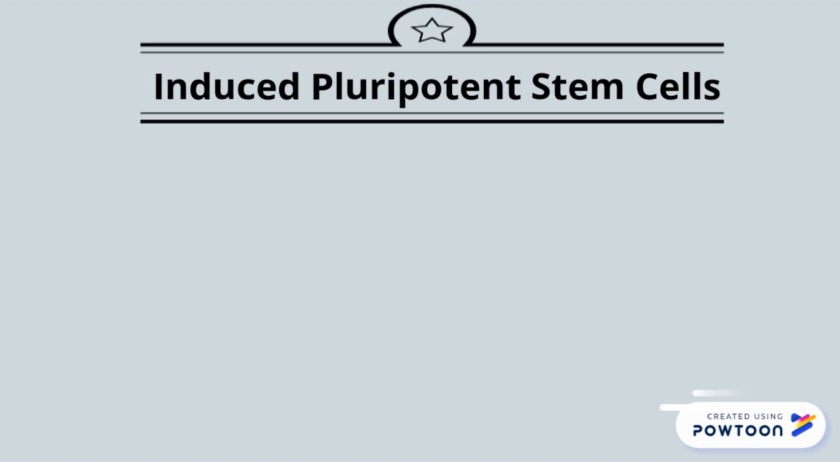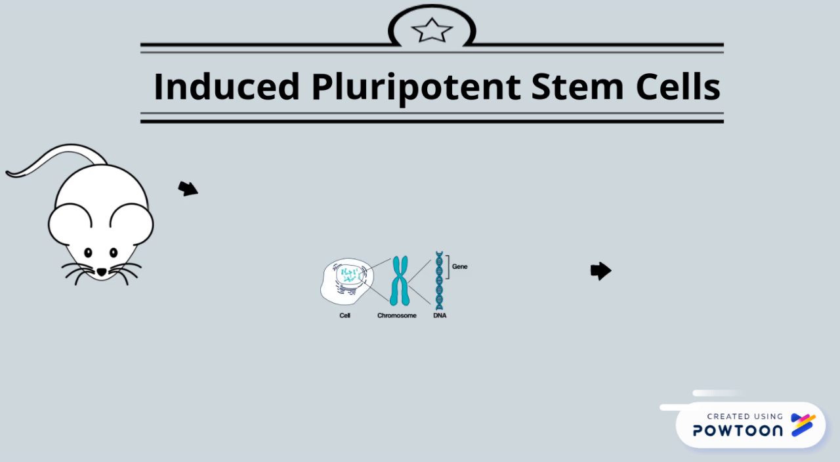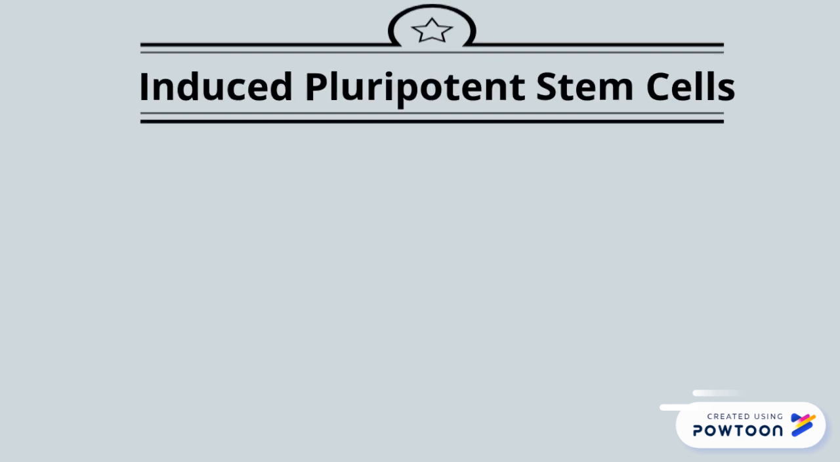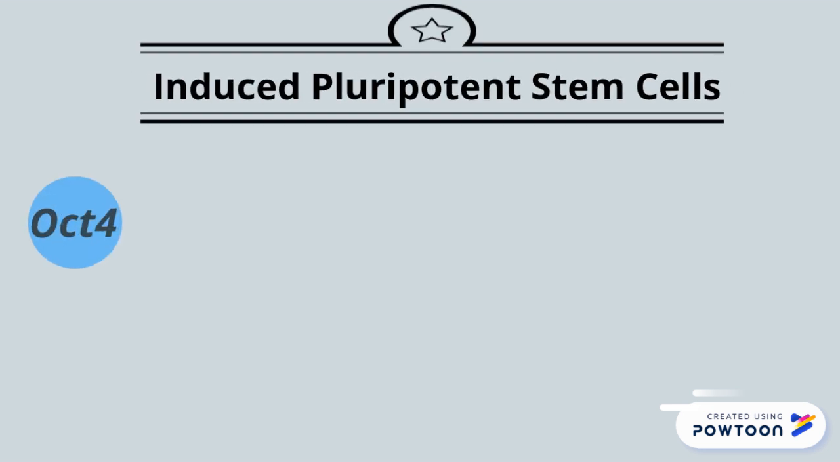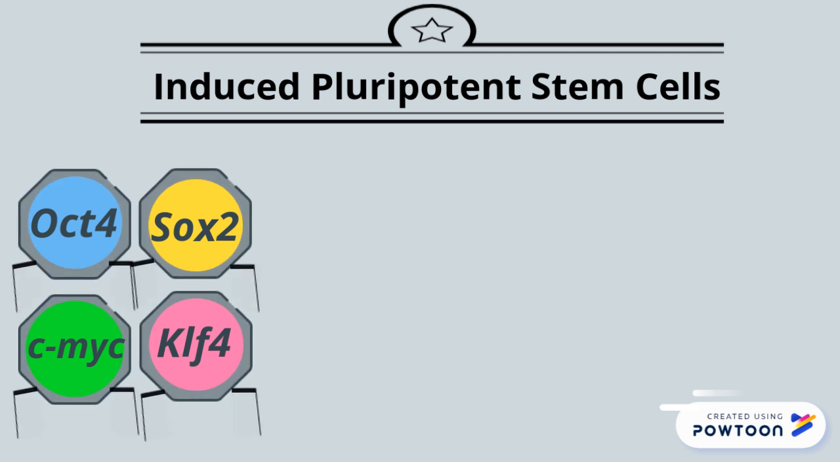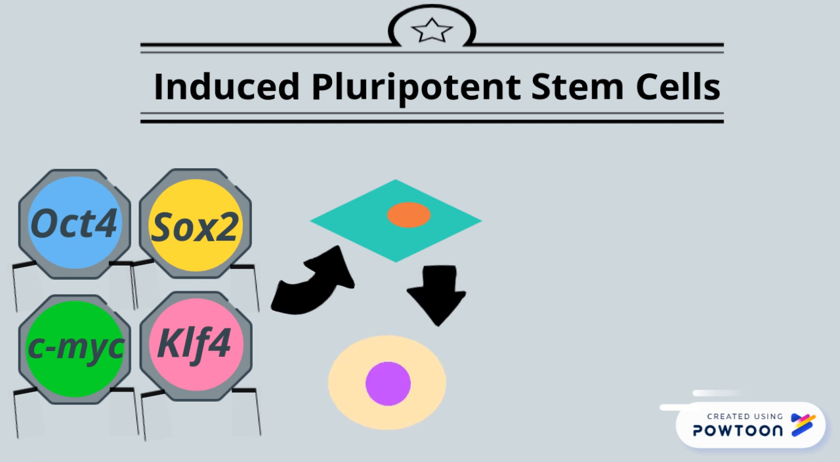The third technique is the creation of induced pluripotent stem cells. In mouse fibroblast cells, four genes were found to be able to generate embryonic stem cells. The four genes are OCT4, SOX2, CMYC, and KLF4, but these genes are not actively expressed, so they are induced through retroviral vectors. Once the four genes were expressed, the differentiated cell is reprogrammed into a pluripotent-like state.